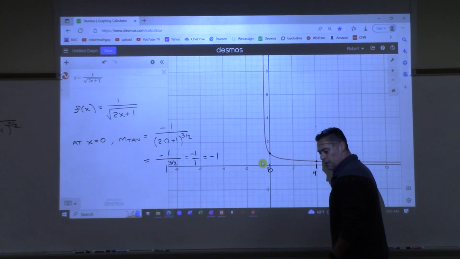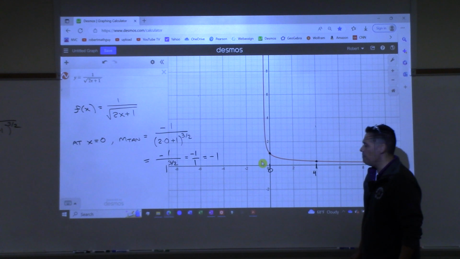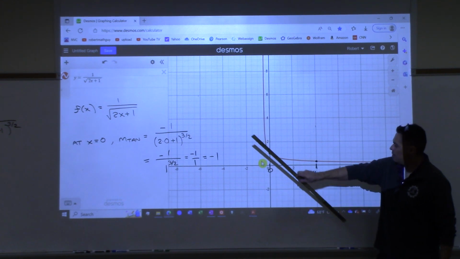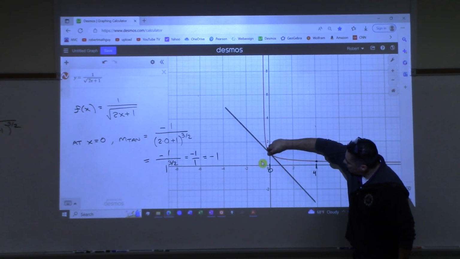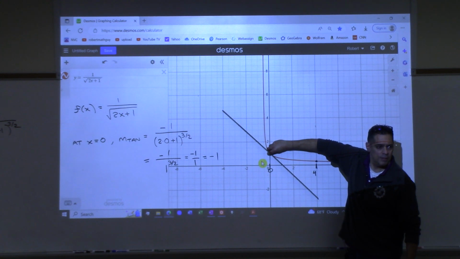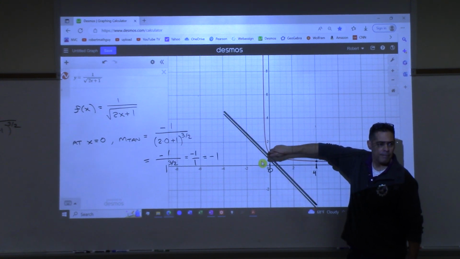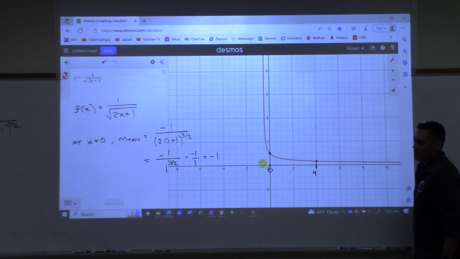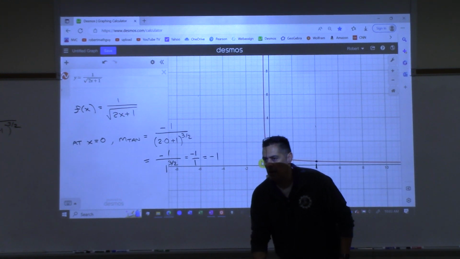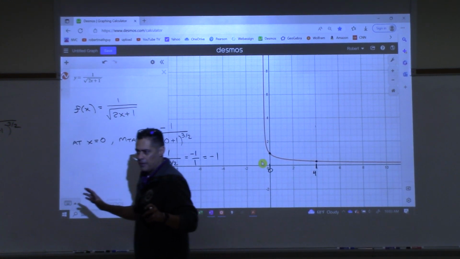Does that make sense to you? Does the picture match what we're getting there? Does the slope of that tangent line look like it's about -1 to you? Yeah? All right, got it? Yes?